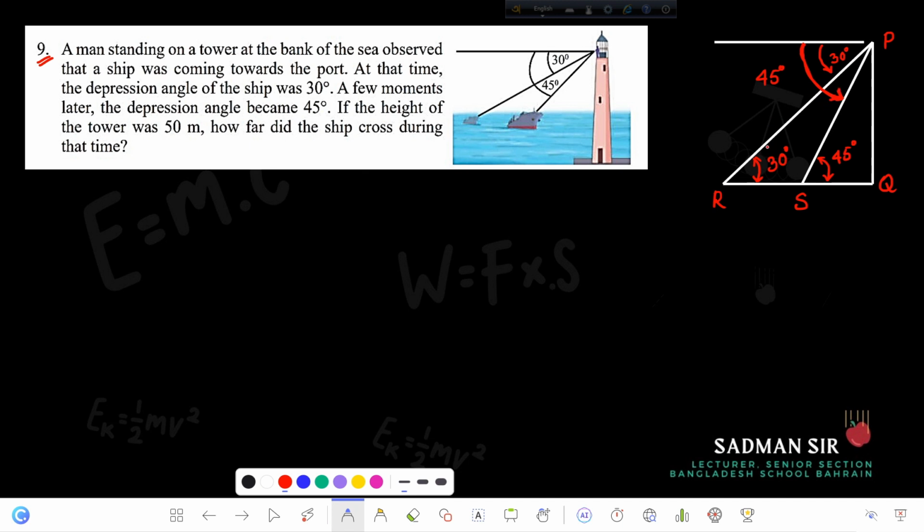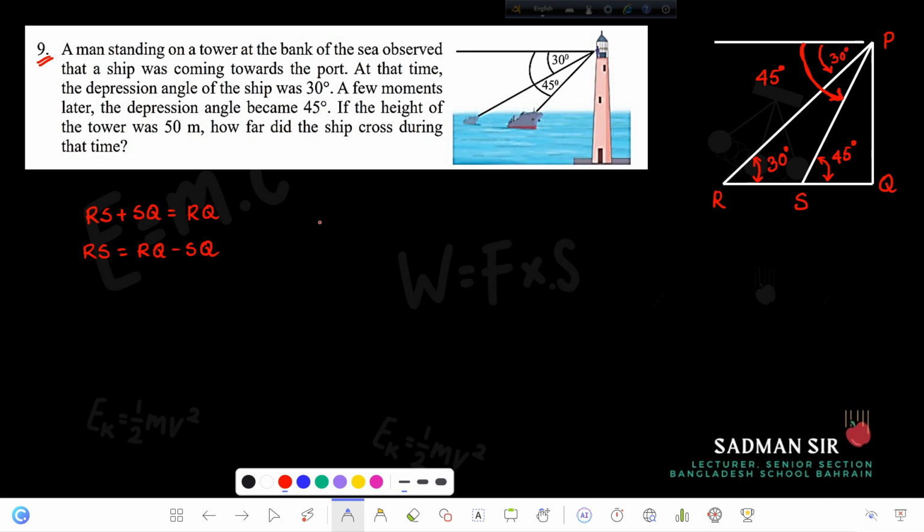Now they said, how far does the ship move during this time. So the initial position was R, the final position is S, so we need to find out RS. Now look at that. If I take QR, this can be divided into two parts, that is RS and SQ. So RS plus SQ gives us RQ, right? From R to S, then S to Q, so in total it is R to Q. We need to find out RS. So RS equals RQ minus SQ. So we need the value of RQ, we need the value of SQ. So if I put the value here, then we can easily find out the value, right?